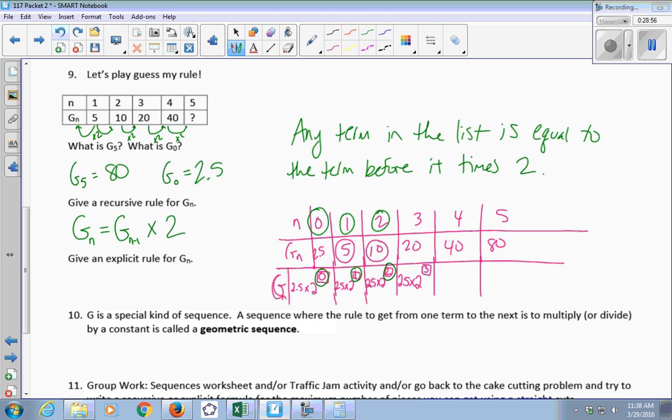So my formula is going to be G sub n is 2.5. Start with the 2.5, and then you double it n times. So times 2 to the n.